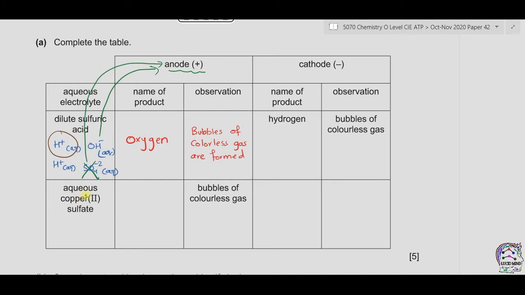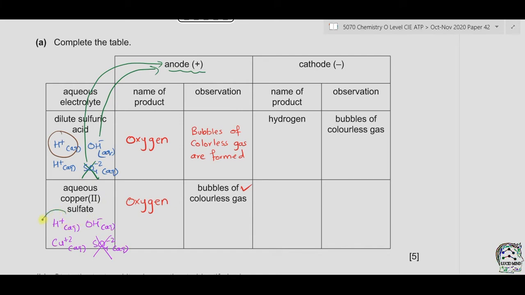The second aqueous electrolyte given is aqueous copper 2 sulfate. For aqueous copper 2 sulfate, again we have H+ and OH negative from water. And from copper 2 sulfate we have copper +2 aqueous and sulfate -2 aqueous. Again, as sulfate ions are not discharged, it is OH negative which will move towards anode to form oxygen. The reaction will be the same as given previously, so we can write oxygen is formed. The observation is bubbles of colorless gas.